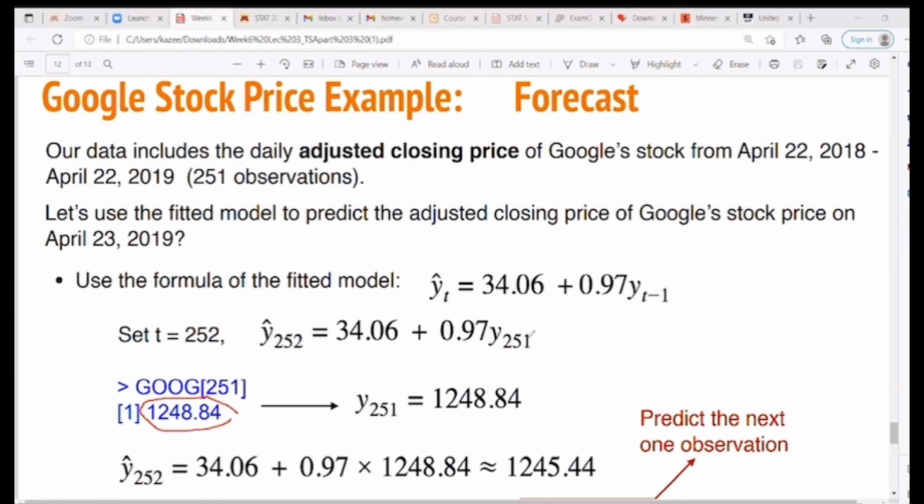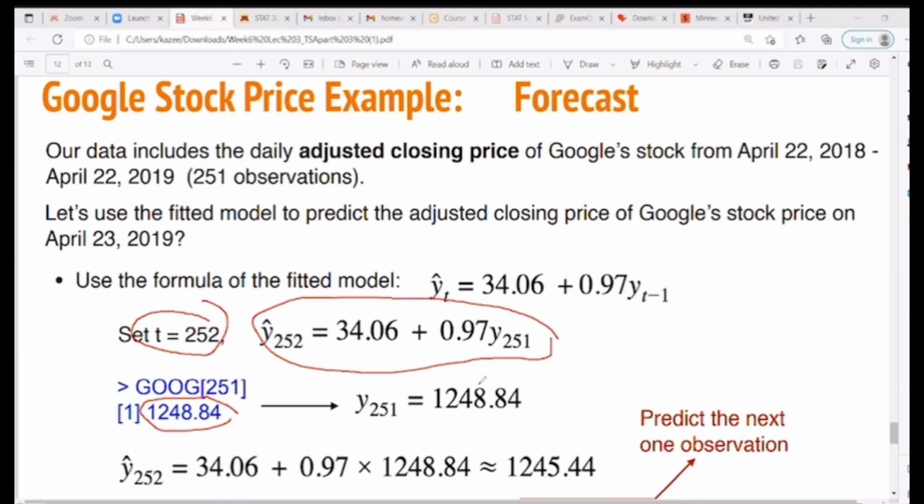Now, this is what happened. We already know this guy. If you take a look at this, if I set it to be 252, this is what I have. Now, what do you think I want to do now? If you put 252 here, 252 minus 1, you have the last one. Now, we already have this guy, but we want to predict it.